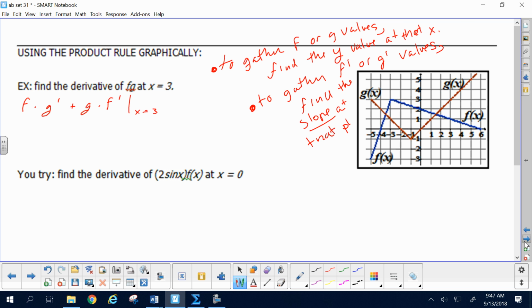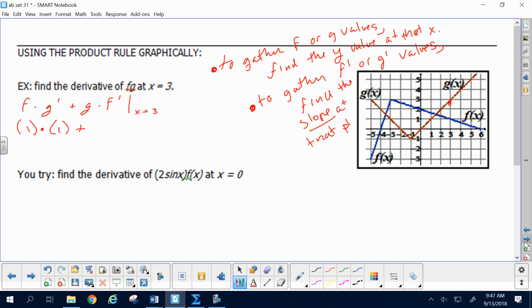You have your answer? Okay. So F at 3. When I say the product rule, I first need F at 3. That's the actual Y value on the F graph at 3. So here's the F graph. At x equal 3, the Y is 1. Times G prime at 3. So go to the G graph, which is the red one. Go to 3. But now don't give me the Y, give me the slope at that point. The derivative, G prime, is the slope at that point. What is the slope at that point? It's 1.